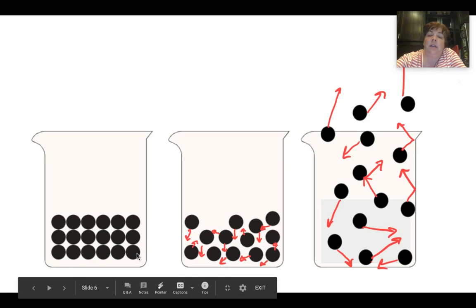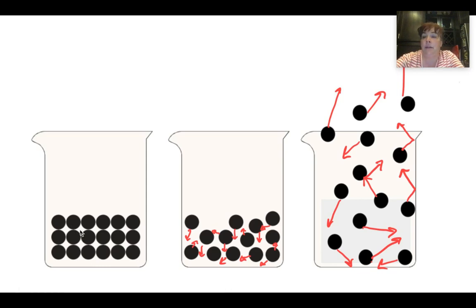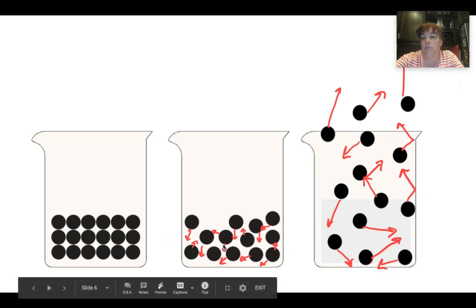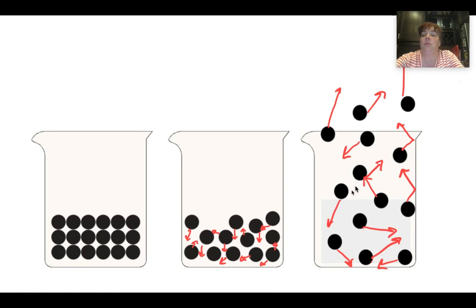You can tell that they're all in a nice little grid. Okay, it's in a nice little compact form. They are only vibrating slightly, not even enough for me to draw motion things on. Here's my liquid. There's some movement, but the molecules like to stick together. Here I have the gas. This is where they're moving faster.